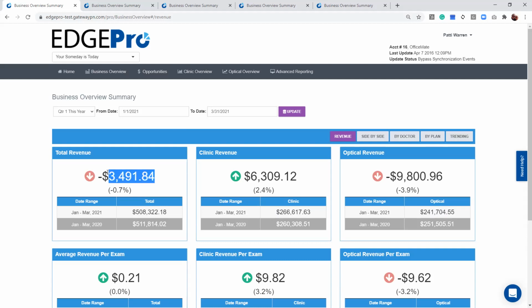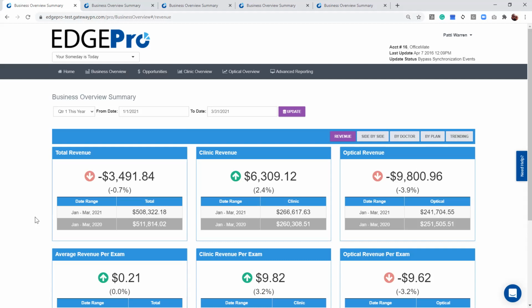Out of the $3,400 decrease, we're actually up by $6,300 in the clinic, down by $9,800 over here in our optical. So at a quick glance, I can see, am I up or am I down? Is one part of my business busier than the other part of my business?